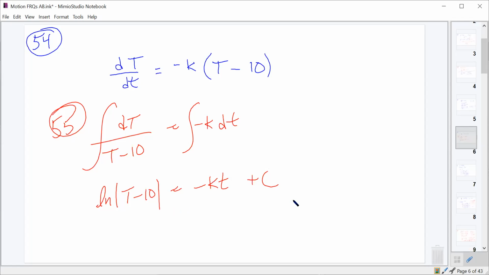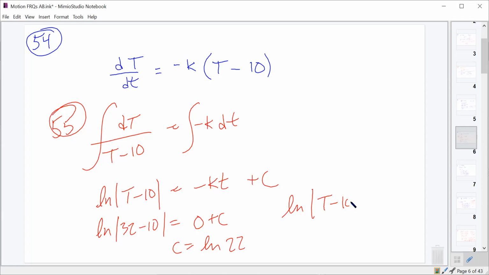Our initial temperature was what was it again? It was 32, right? So our initial temperature was 32. So when we plug that in, along with 0 for t, we get our constant of the natural log of 22. So we're now looking at natural log absolute value T minus 10 equals negative kt plus ln 22. Let's write that also. Negative kt plus ln 22.